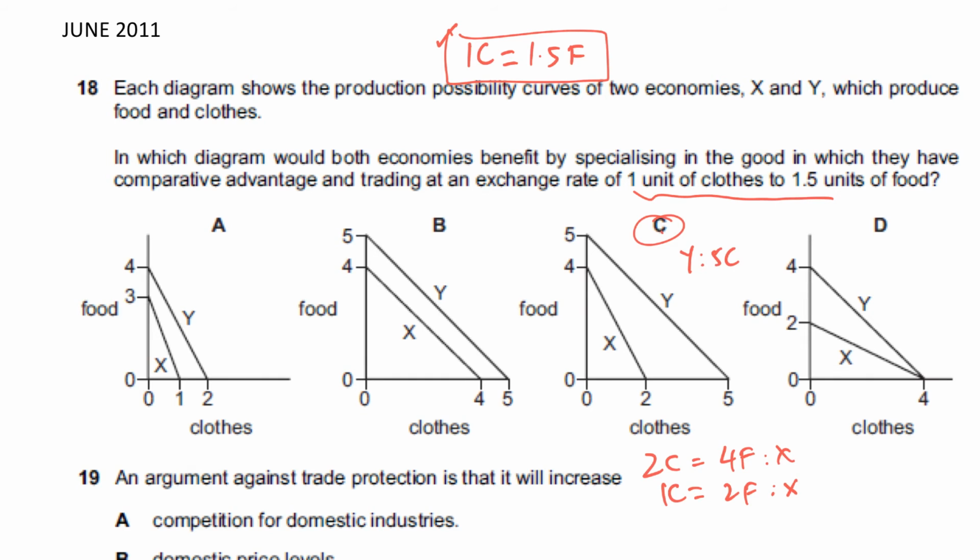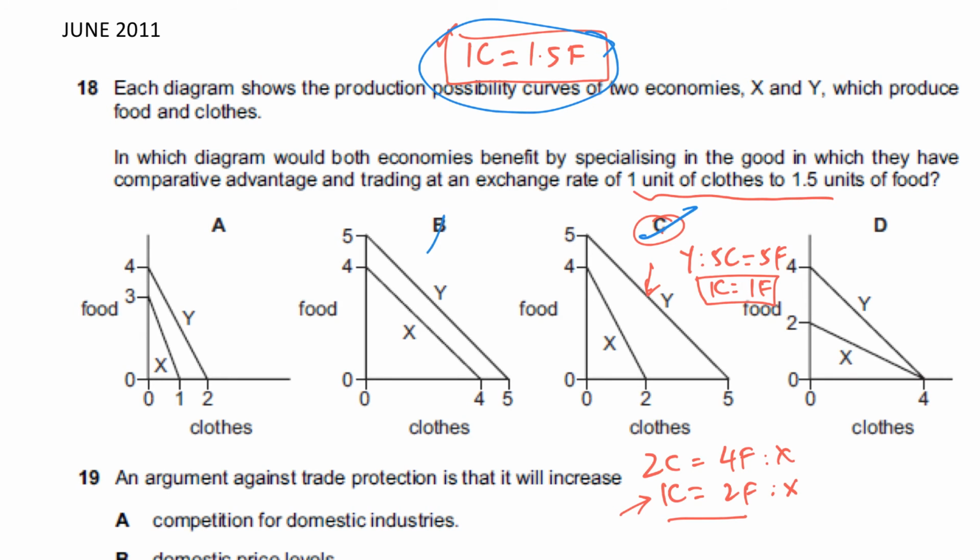5C is equal to 5F, or 1C is equal to 1F. So for country Y, it's 1C is equal to 1F. For country X, it's 1C is equal to 2F. And between 1C is equal to 2F and 1C is equal to 1F, you would see this opportunity cost, which is 1C is equal to 1.5F, that would lie. Therefore, the right answer would be C.